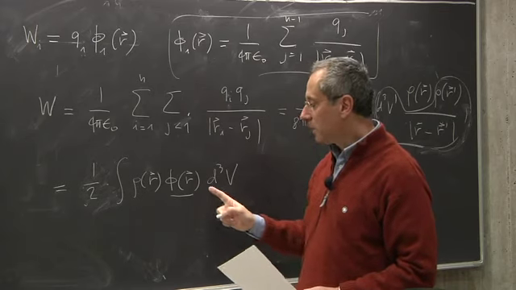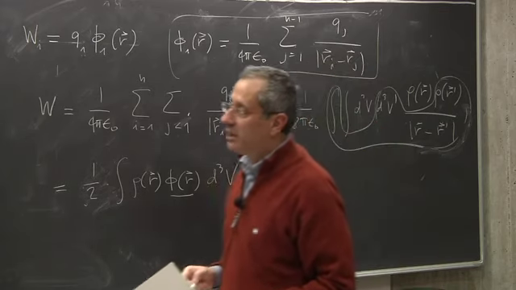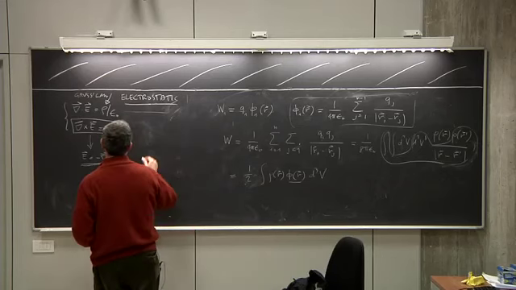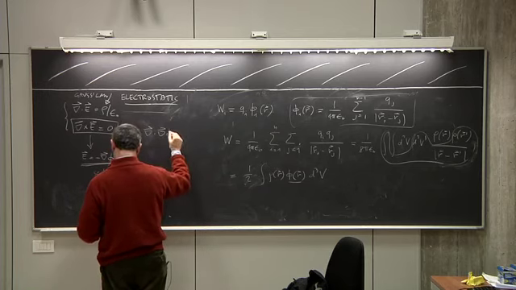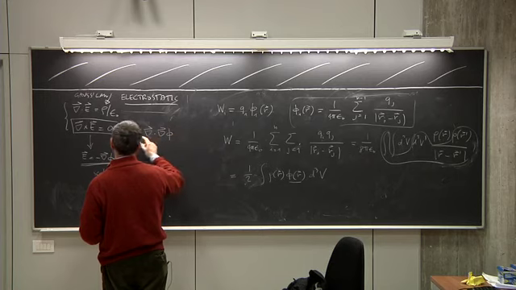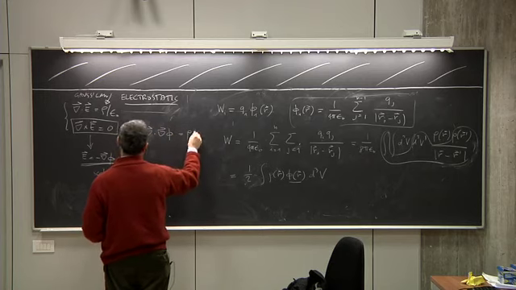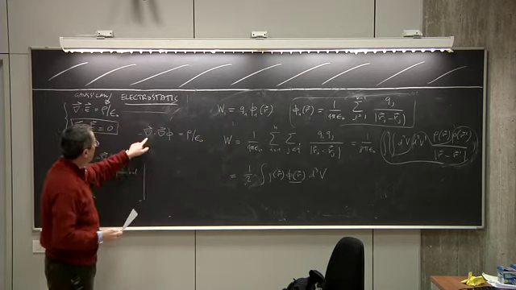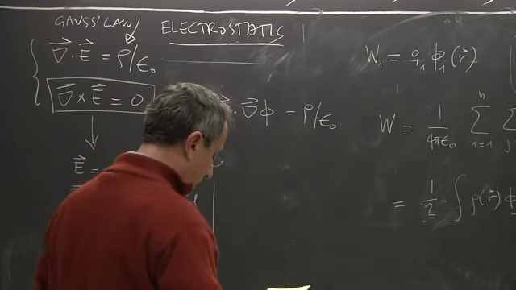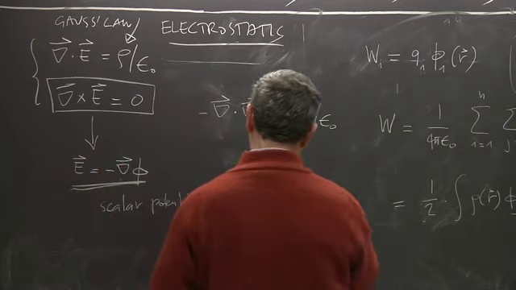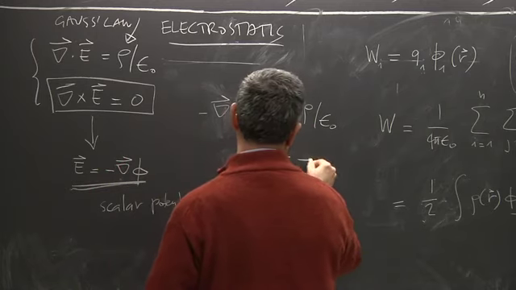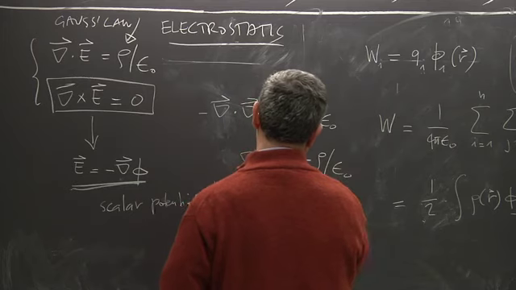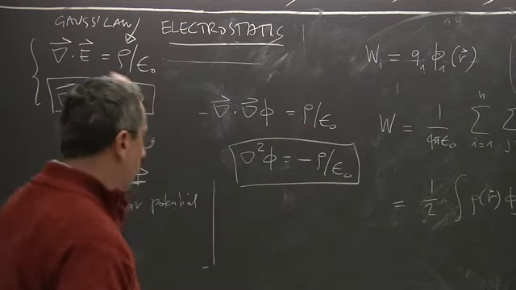And why am I doing this? Because now, if I use Gauss's law and apply it to the gradient of phi, with the minus, this is equal to rho over epsilon naught. Okay, but the divergence of the gradient is what? It is the Laplacian, del squared, right? This is an equation that we are going to discuss.